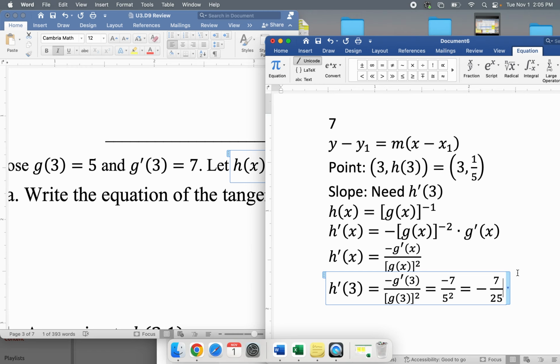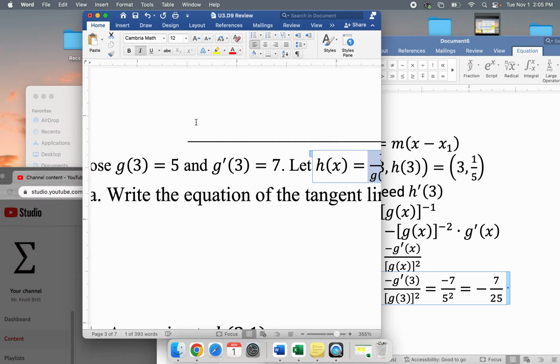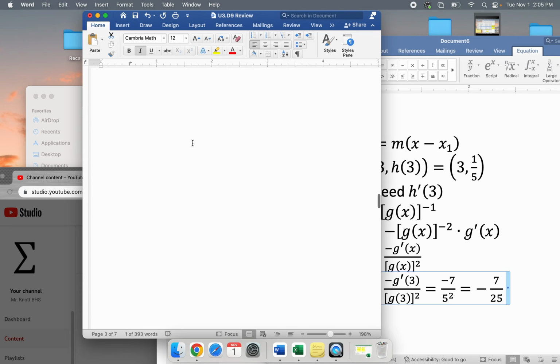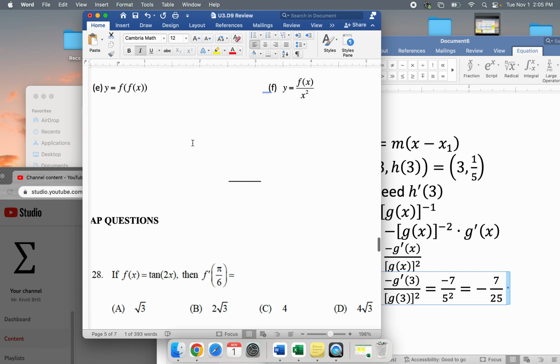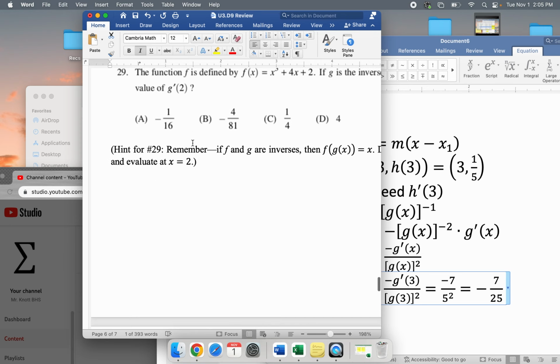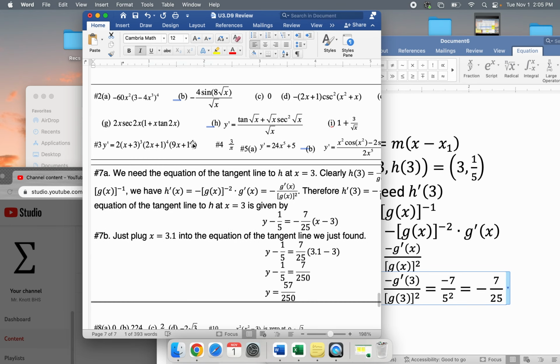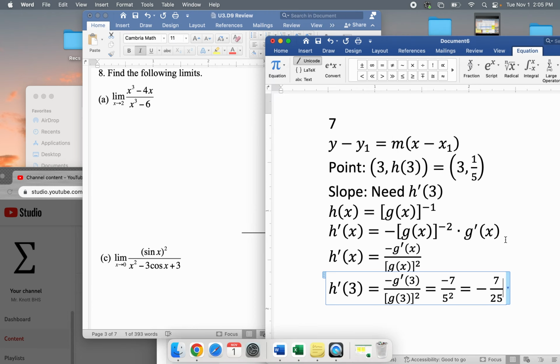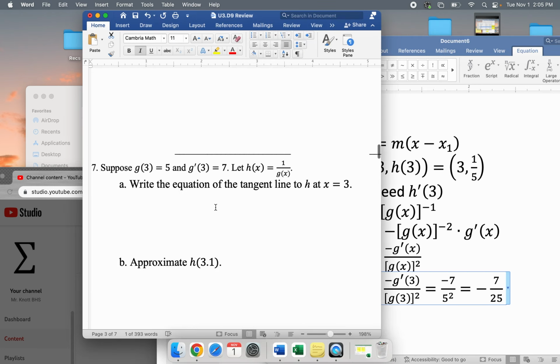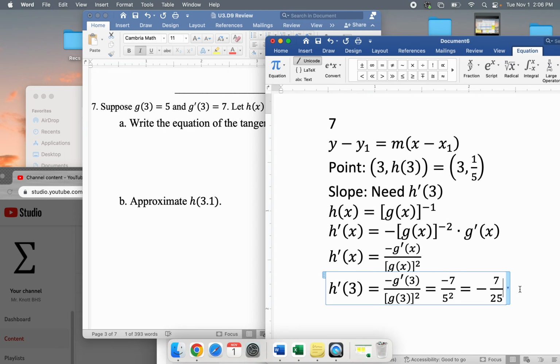I feel like I did this problem before, and I don't remember the slope being negative. I thought it was positive 7 over 25. Let me just really quickly check my answers. Oh no, negative 7 over 25. It's good. Okay, never mind. I'm just imagining things. Okay, so now we're ready to write down the equation of the tangent line.